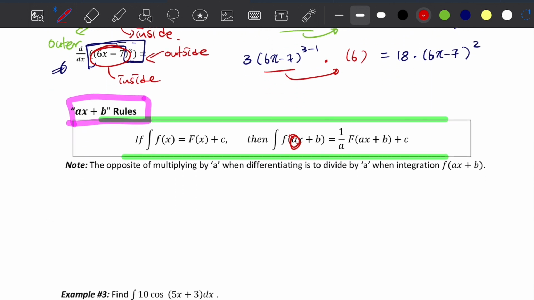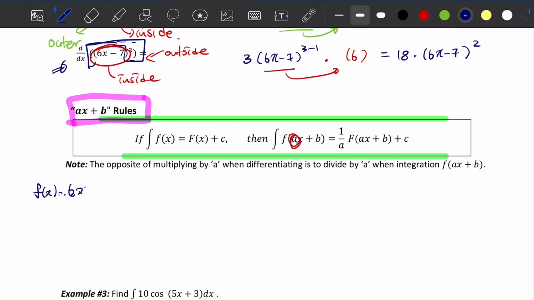So let's try to use one of the examples. We have f of x equals (6x minus 7) to the power of 3, right? So when you differentiate this, it becomes f prime of x equals 18 times (6x minus 7) to the power of 2.